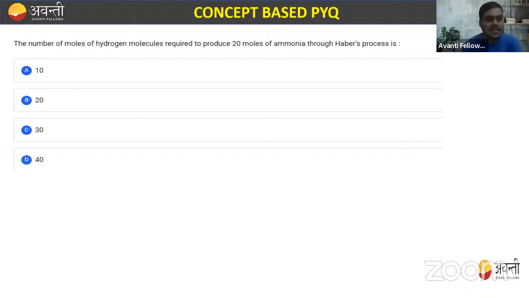The next question is the number of moles of hydrogen molecule required to produce 20 mole of ammonia through the Haber process. तो ये क्वेश्चन तो हमारा नीट में आया है अभी. नीट में ये क्वेश्चन आया था हमारा 2020 या 21, ऐसे आया था ये क्वेश्चन. सो ये बहुत इंपॉर्टेंट क्वेश्चन है, ठीक है? सो चलो देखते हैं फटाफट क्या ऑप्शन आता है.